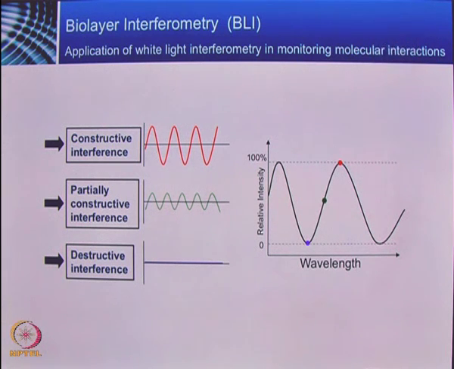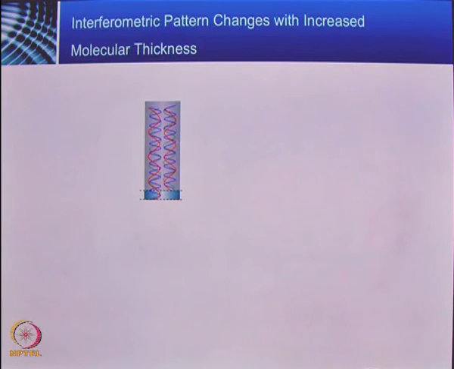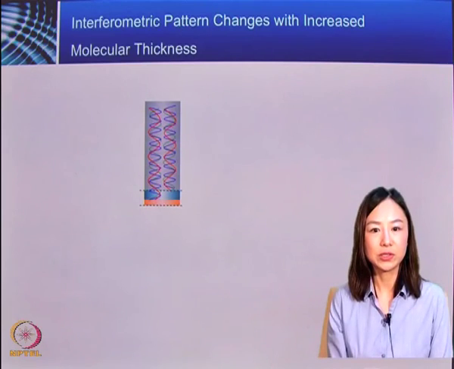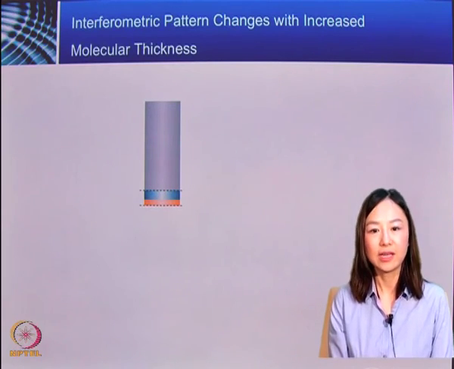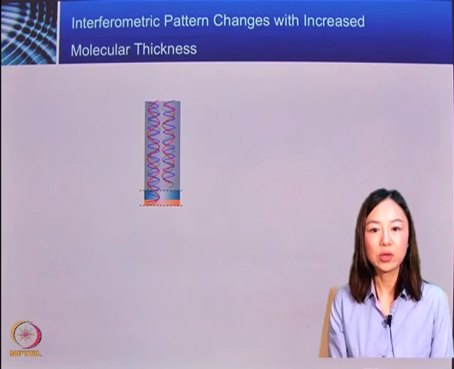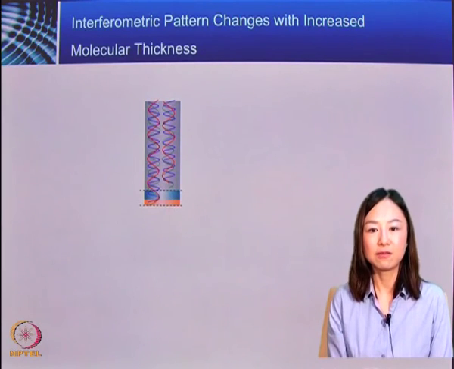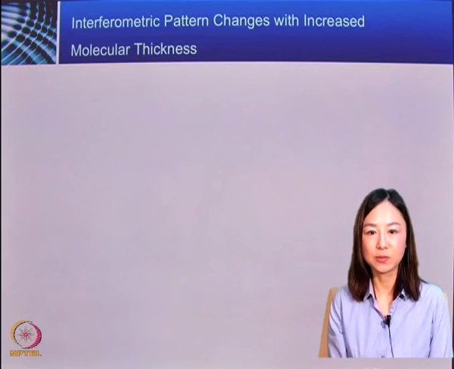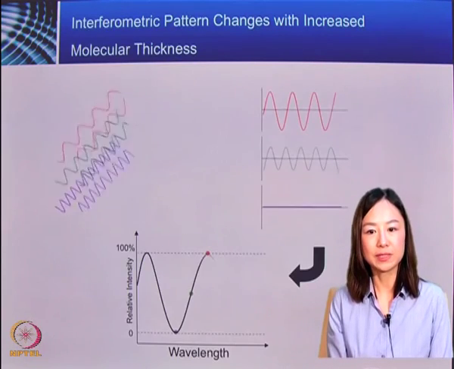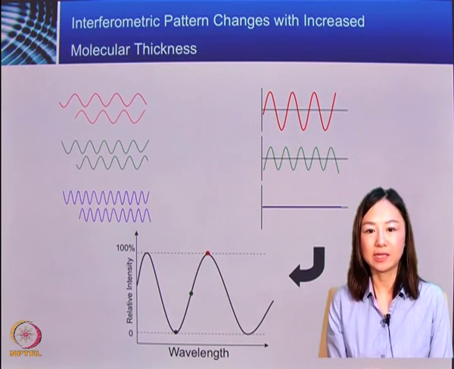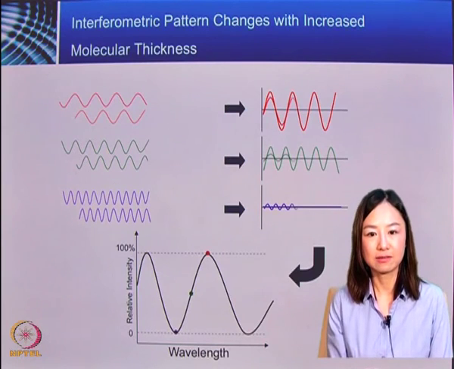When an interaction happens, the molecule will bind to the end of the biosensor. As a result, we'll see the second reflection surface actually moves down. This moving down increases the distance between the two reflection surfaces, and this increase will change the interference between the two reflected waves. As a result, originally we have the wave pattern as shown here, but after the interaction happens, because the interference changes, we'll see a different wave pattern. It's a shift from the original wave pattern.